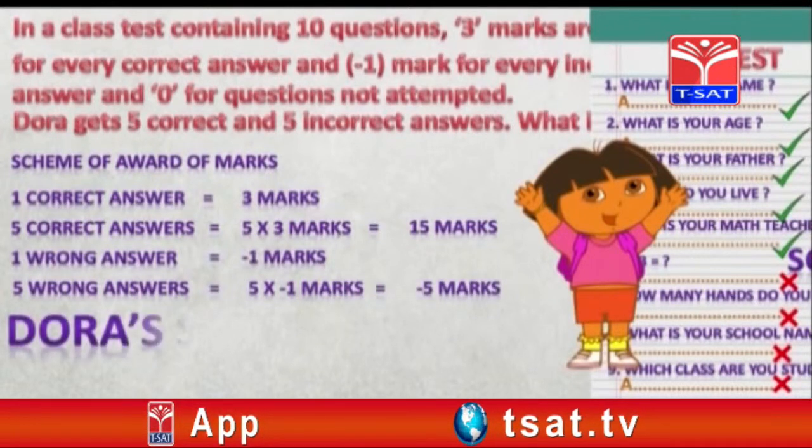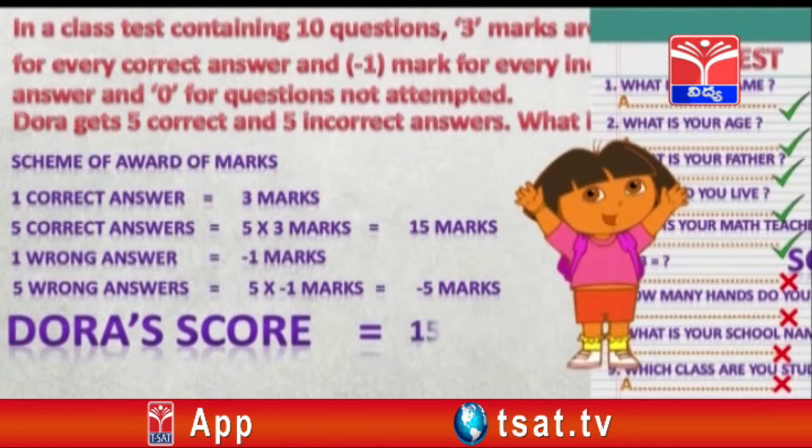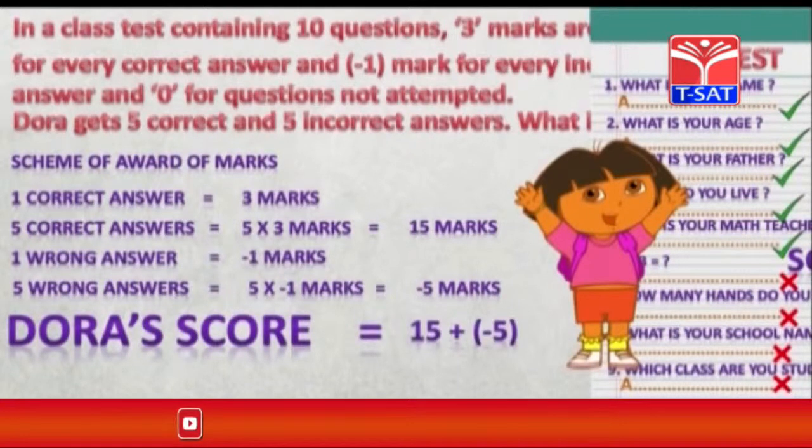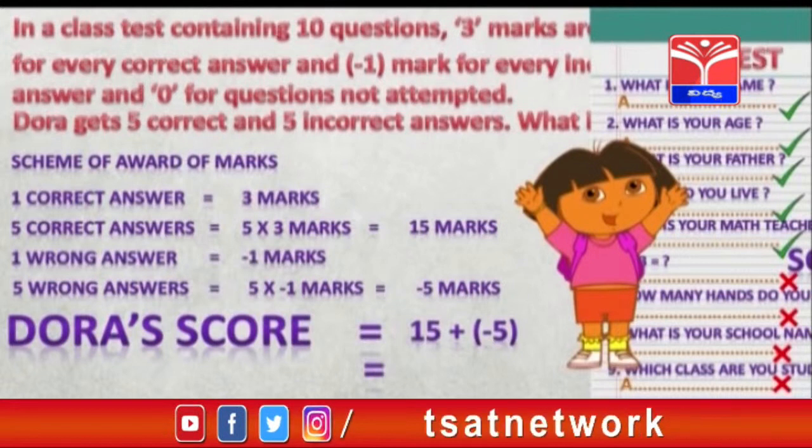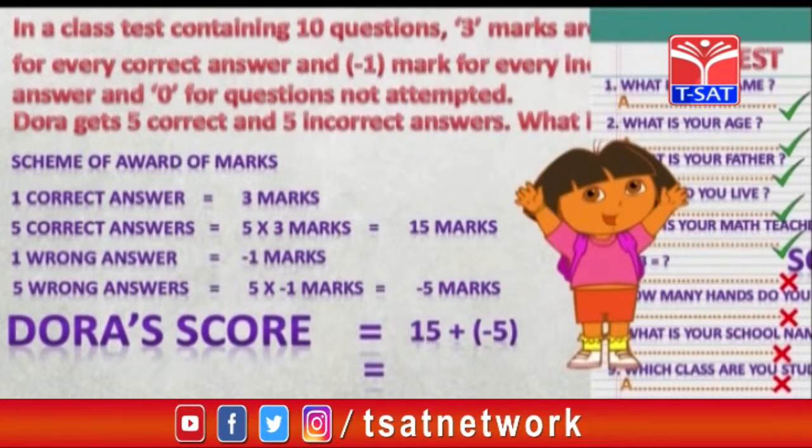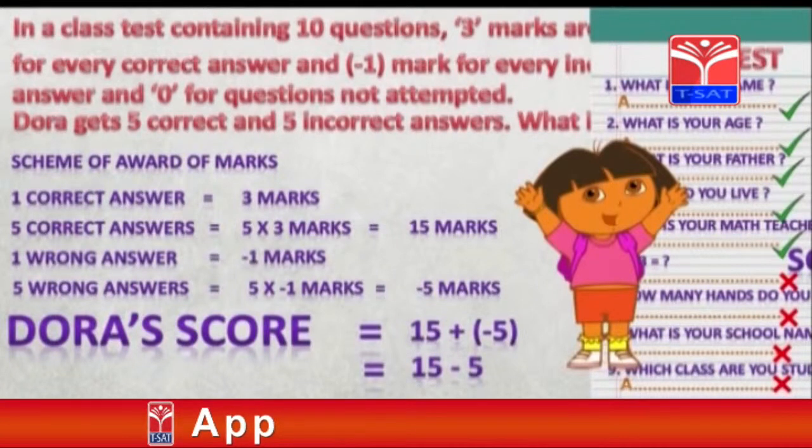Now finally, what is Dora's score? That is 15 plus minus 5. But we write 15 plus minus 5, plus into minus. We learned just now, plus into minus becomes minus. We write it briefly, 15 minus 5, and that is 10 marks. Thus Dora got 10 marks in this test.